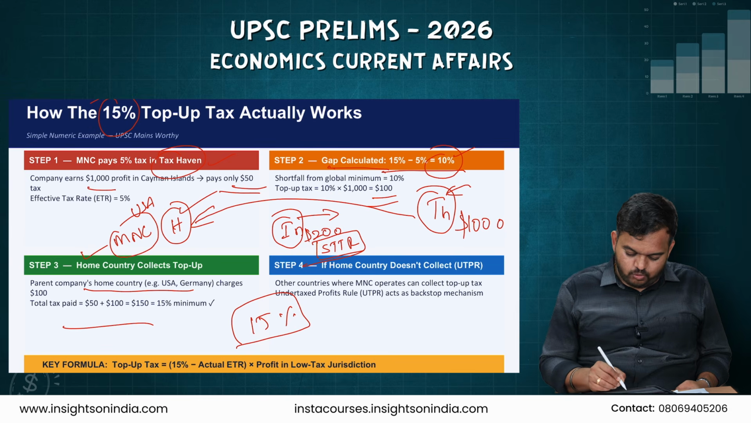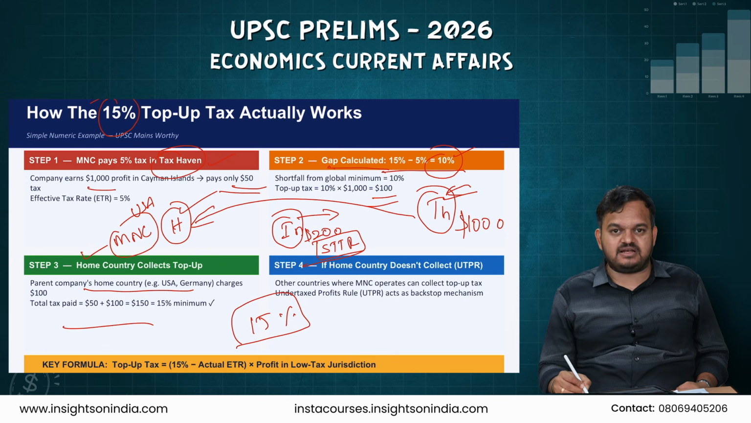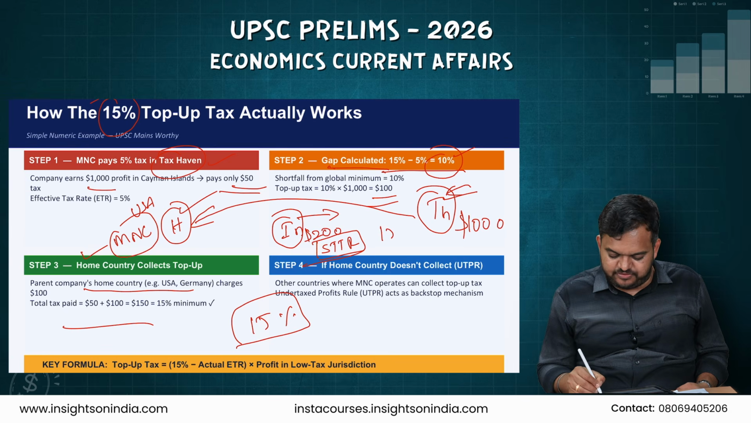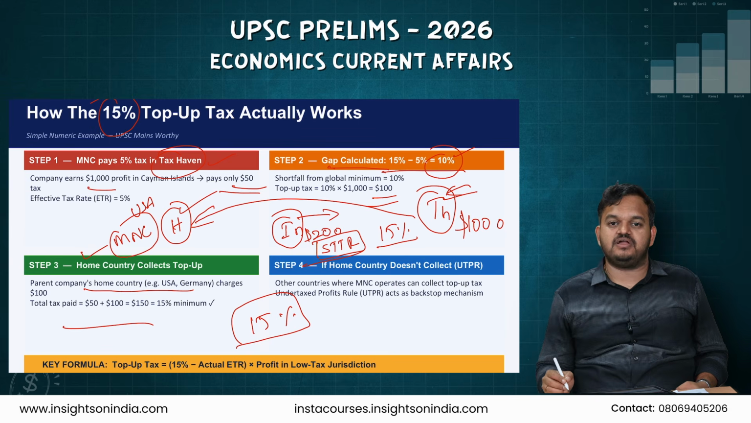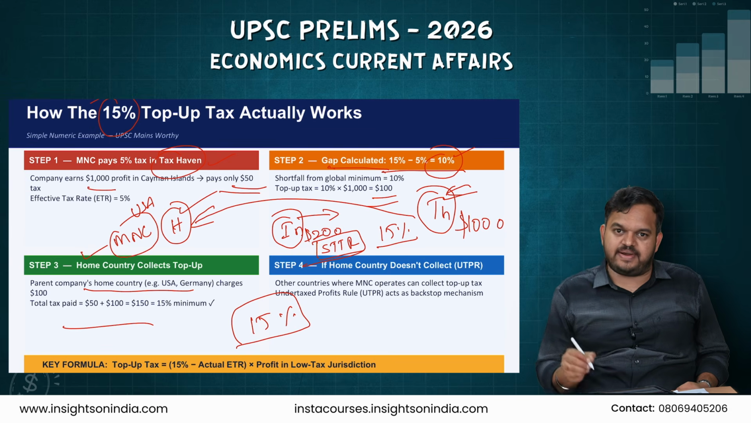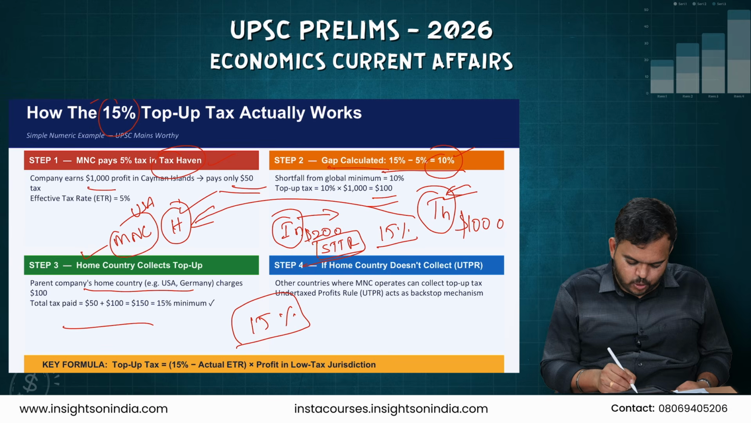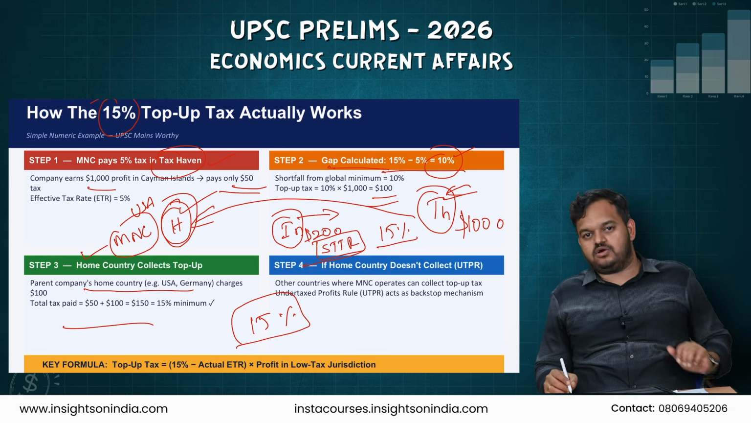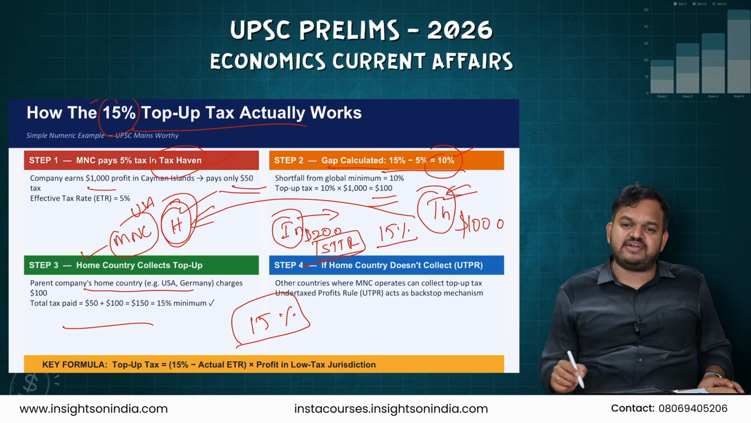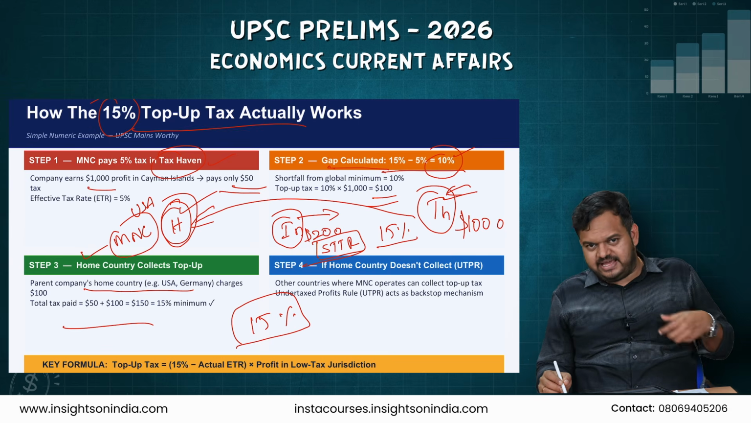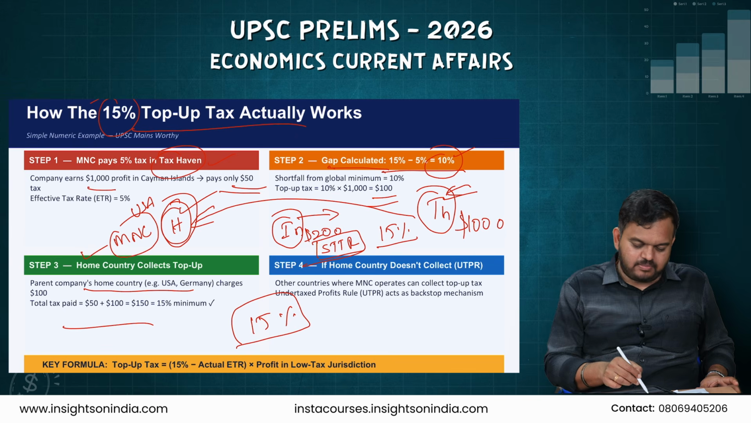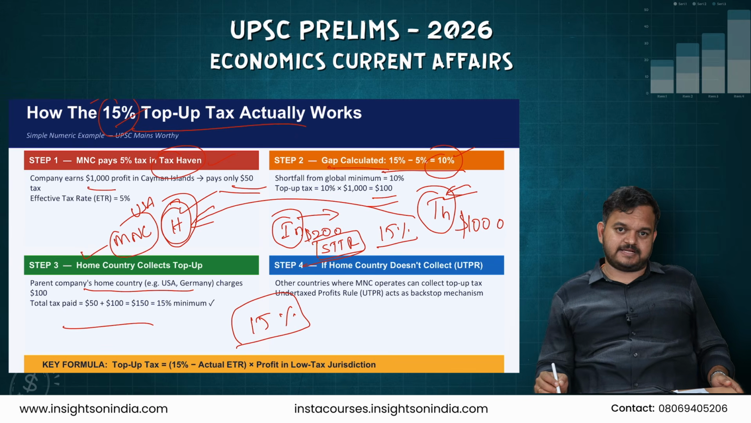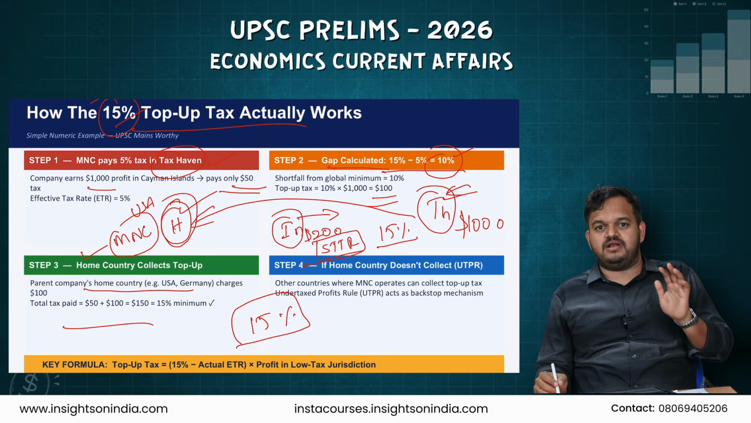So overall, whatever tax is paid in the tax haven and whatever tax is paid under the STTR rule, everything is going to be calculated. If it becomes 15%, then there is no issue. If it is lesser than 15%, the remaining amount of tax must be paid in the home country. So whatever the case may be, no company can save itself by any other means from this minimum global tax, that is 15%. That's about global minimum tax.